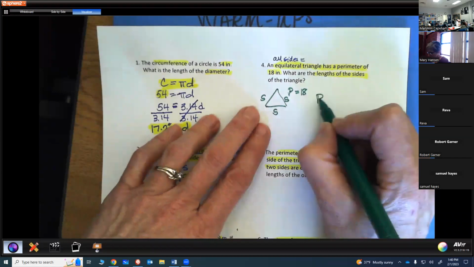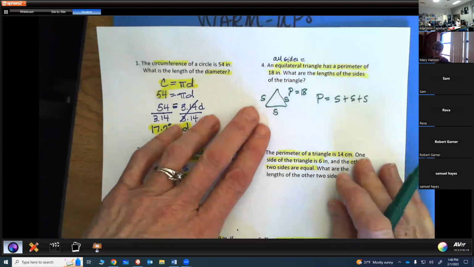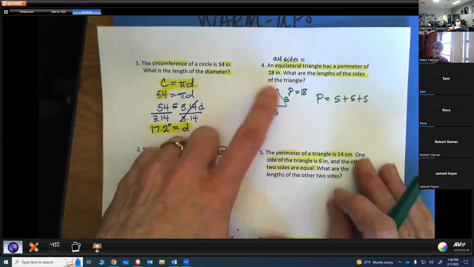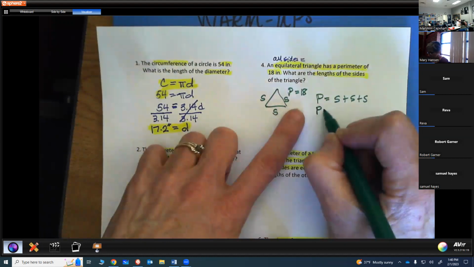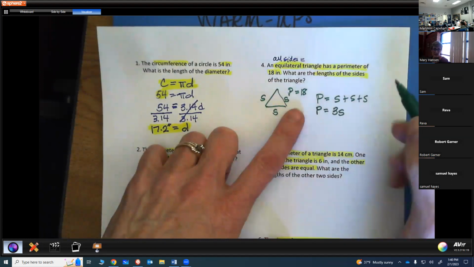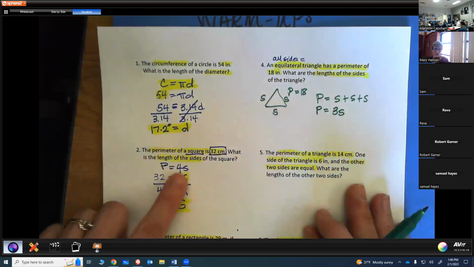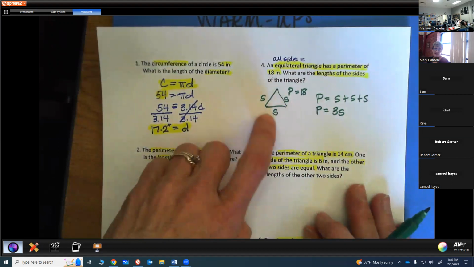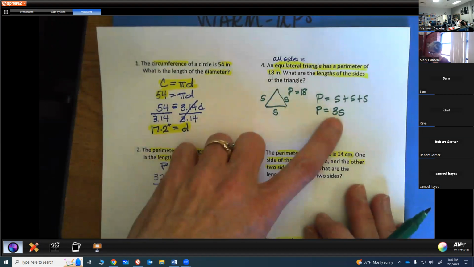And so the perimeter of this would be S plus S plus S would be one way to write it. Or if you knew the length of the side, you would just multiply it by 3 to get the perimeter. And so another way you could write it would be 3 times S. Just like for our square, we have 4 times the side because the sides are all the same and there's 4 sides. In a triangle, if all the sides are the same, there's 3 sides. So S plus S plus S would be the same as 3 times S.